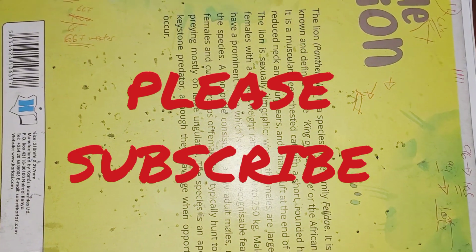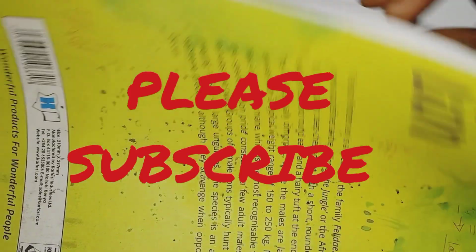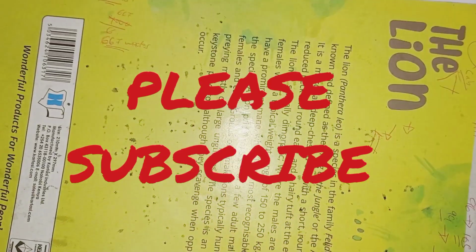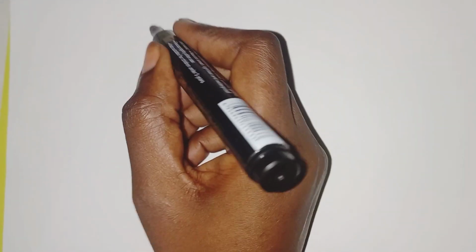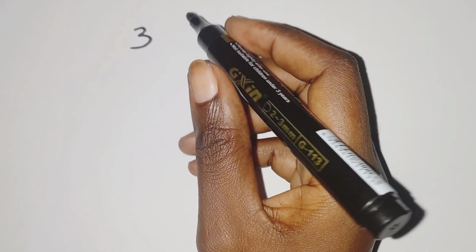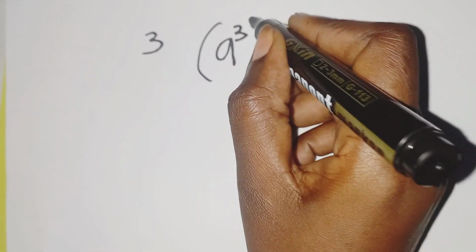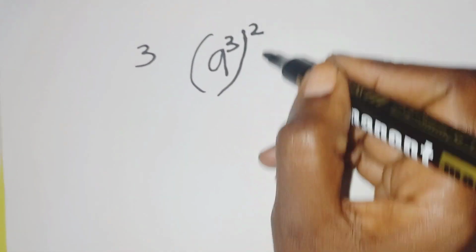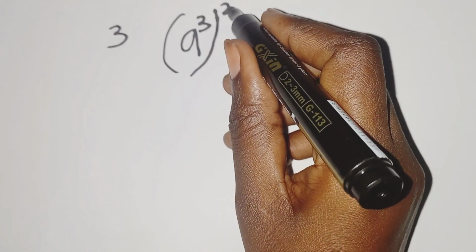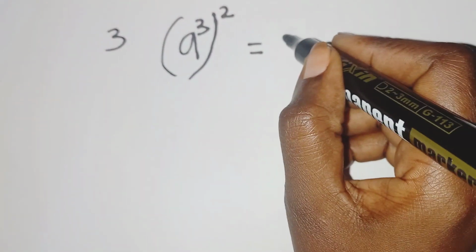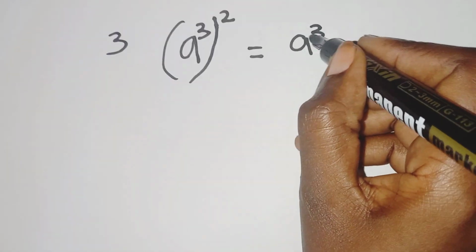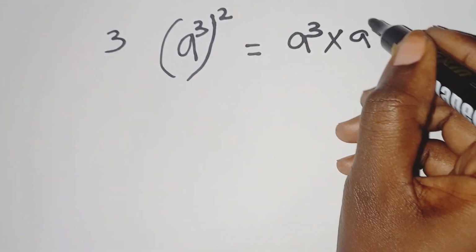Let us look at the third law of indices. The third law of indices is the law of brackets. If you're given a raised to power 3, squared, this one will mean that you're taking a raised to power 3 times a raised to power 3.